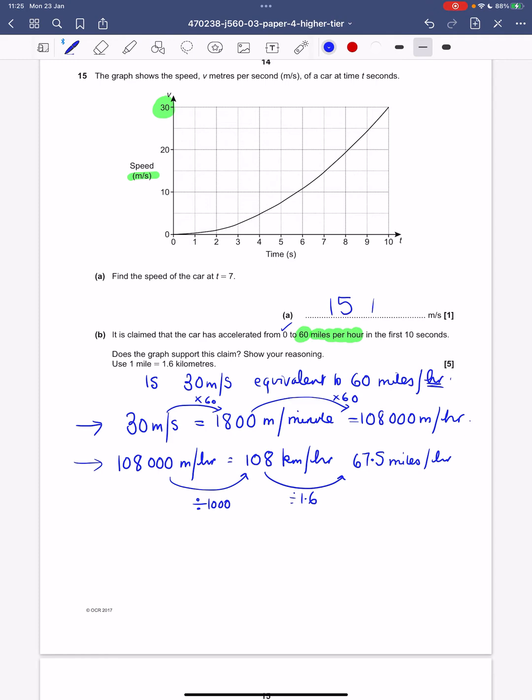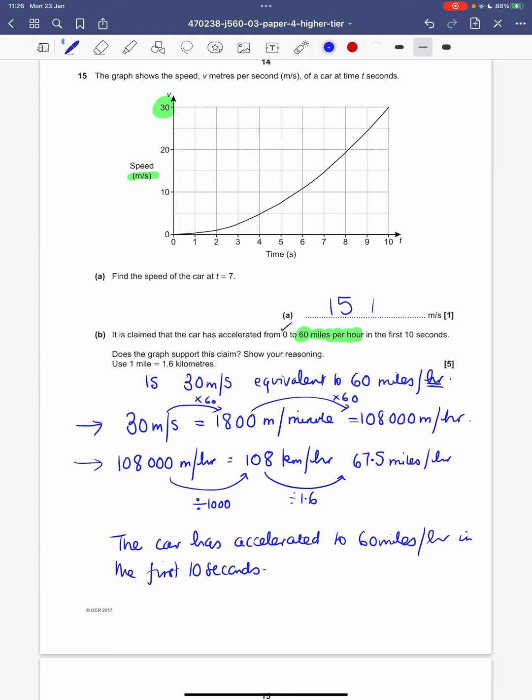Yeah. So the car has accelerated to 60 miles per hour in the first 10 seconds. It's actually before 10 seconds, but it says it has done it within the first 10 seconds. By 10 seconds it's actually doing 67.5 miles per hour. So, yeah.